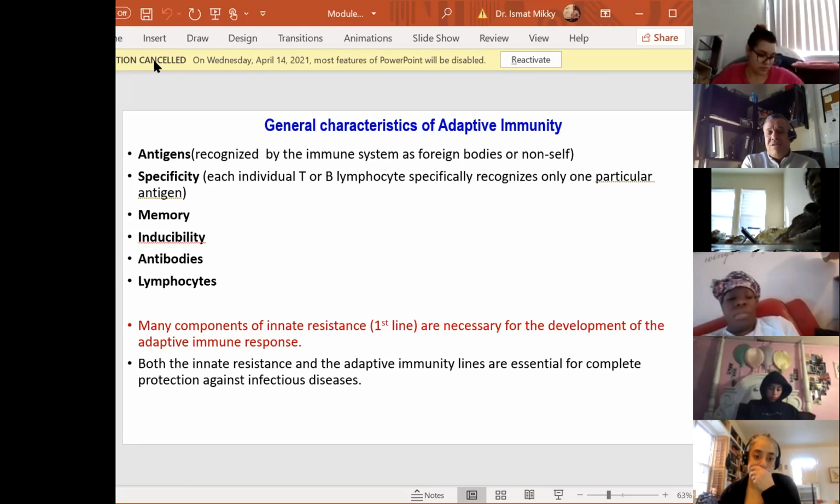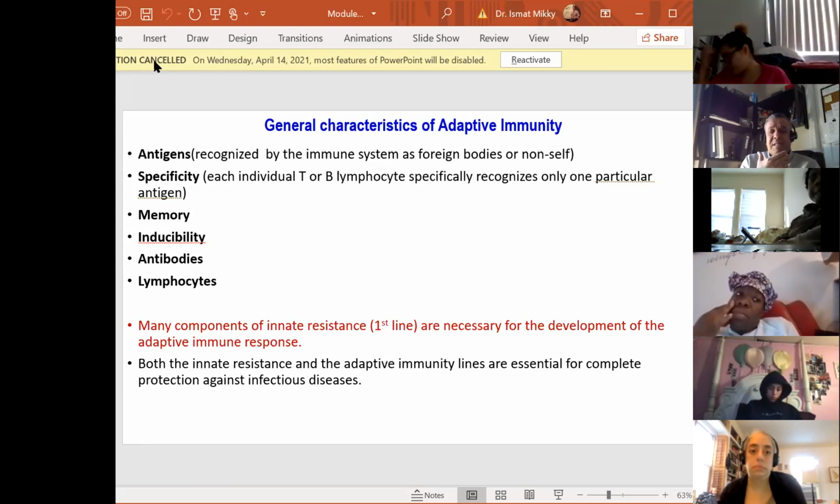So the antigens will be recognized as non-self, and this is one of the most important concepts in the immune system. To understand the immune system, this is the first concept. Anything that is recognized by the immune system as non-self, which is an antigen in this case, is going to be recognized as a foreign body, and the immune system will elicit a response to attack it.